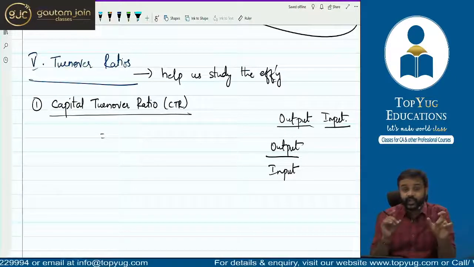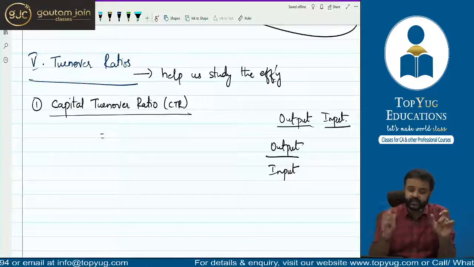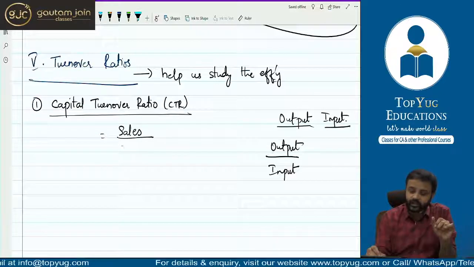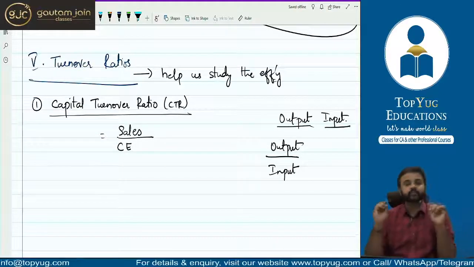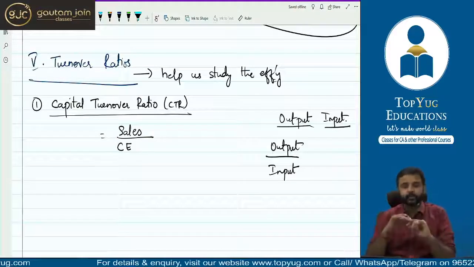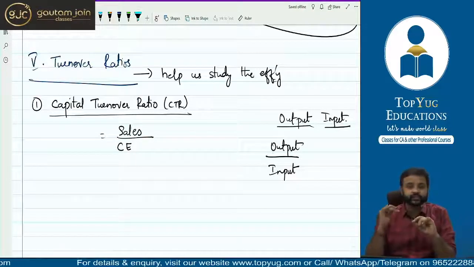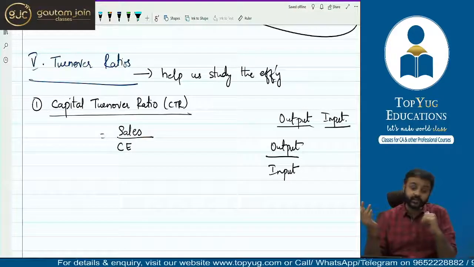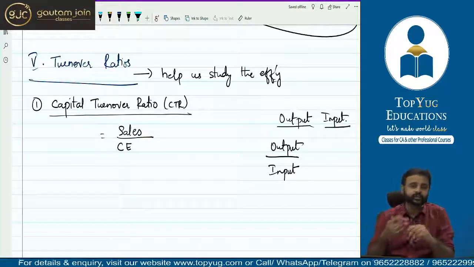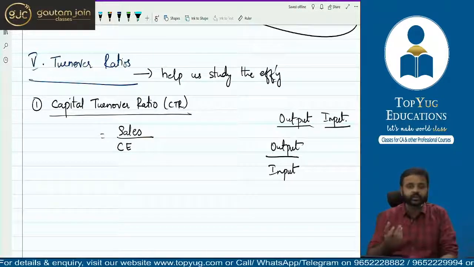So input is capital employed and output is what? Sales. So my dear friends, please understand, sales will come in the numerator and capital employed will come in the denominator. Now you might say, sir, sales come from P&L and capital employed comes from balance sheet. So two different statements. So you know, average can be taken if information is provided.